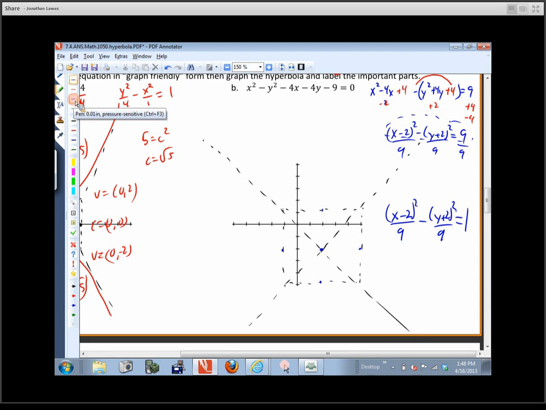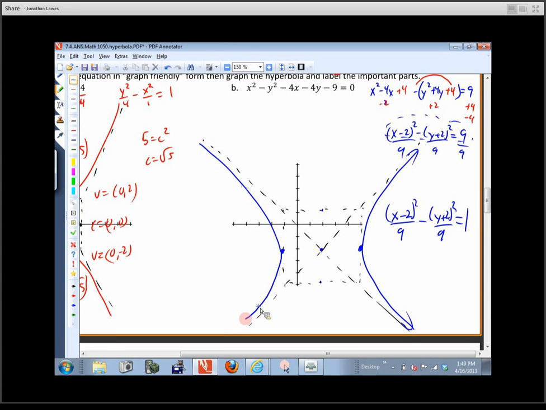Trevor, which way does it open? In the x direction, right? So I'm going to make this one nice and big and that one nice and big. Run along here, like that. Run along here, hit that.